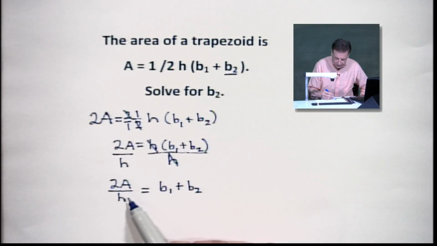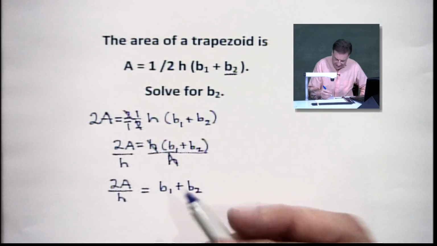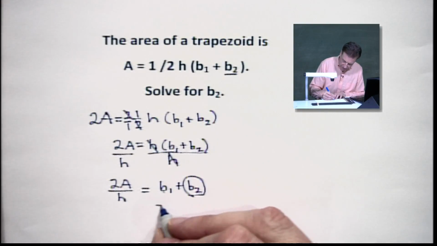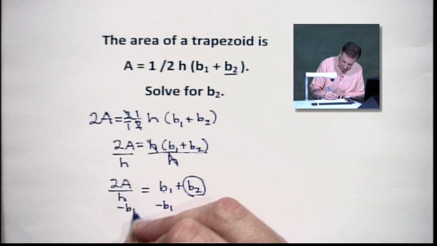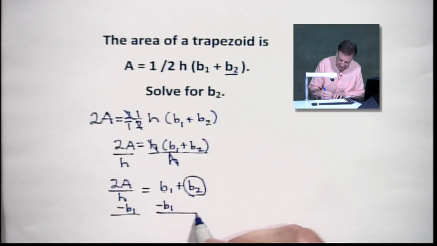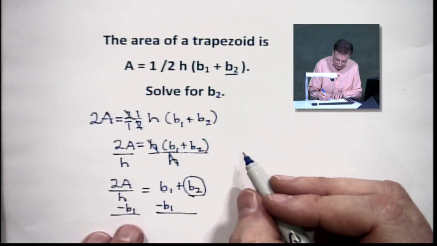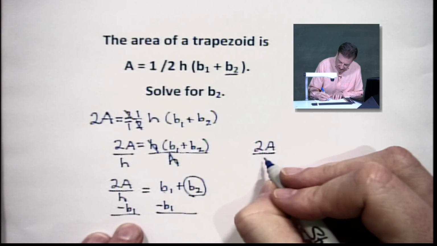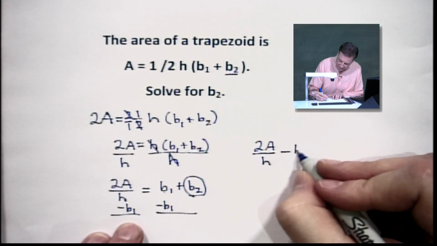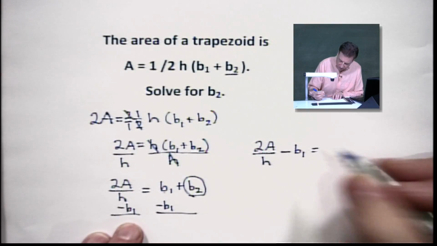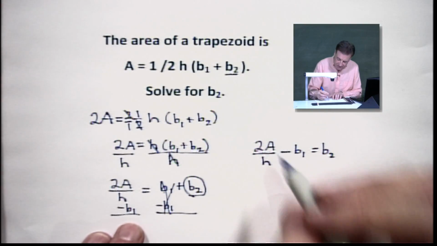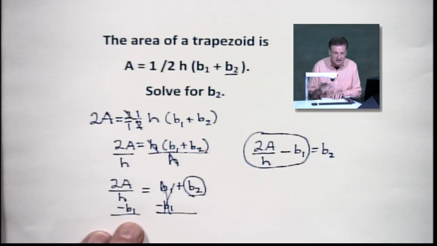So here's the deal. I need this guy by itself right there. What's keeping me from having it is that b1. So here's what we're going to do. We're going to subtract b1 on both sides. And already, you know what I'm thinking? This is looking pretty messy. Let me pull right over here and finish this thing off. I've got 2 areas, or 2a, divided by the height, minus that first base, equaling, well, that's gone away, right? The second base. And you know what? That's my final expression.